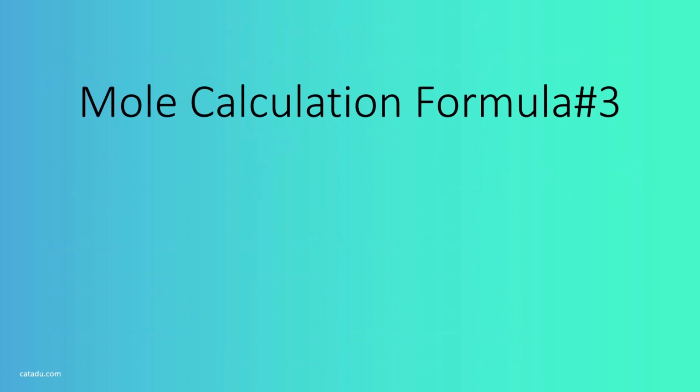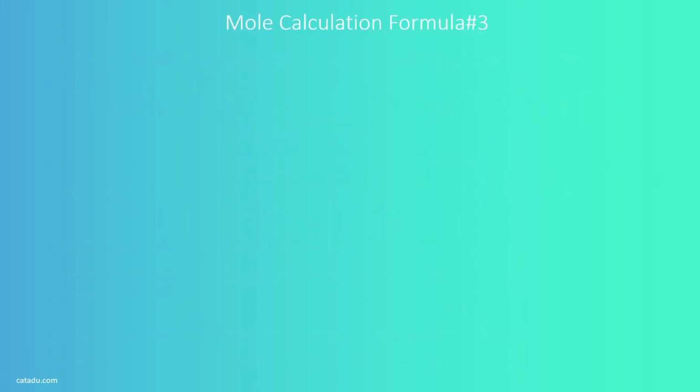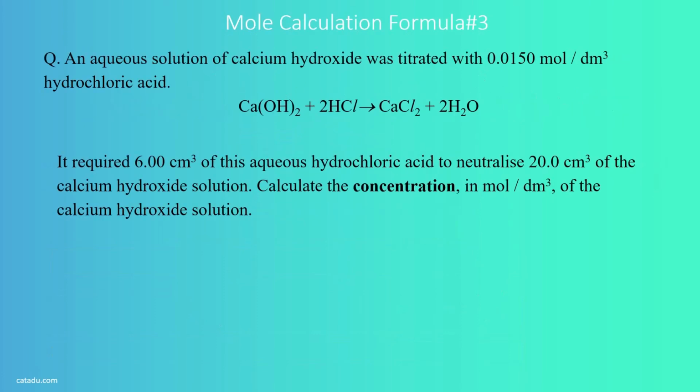Mole calculation formula 3. In this case we will use aqueous solution, and the formula is mole is equal to concentration multiplied by volume. Volume should be in dm cube. The problem given here, calcium hydroxide and hydrochloric acid react, an acid-base reaction. The ratio is 1:2. We'll use this, but before that you have to remember the data given.